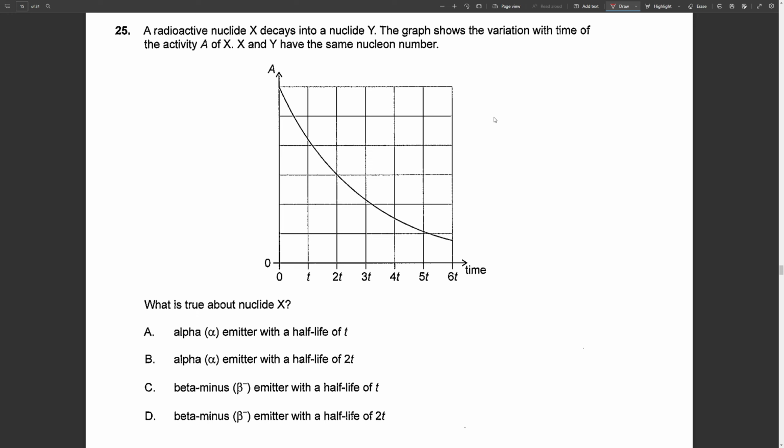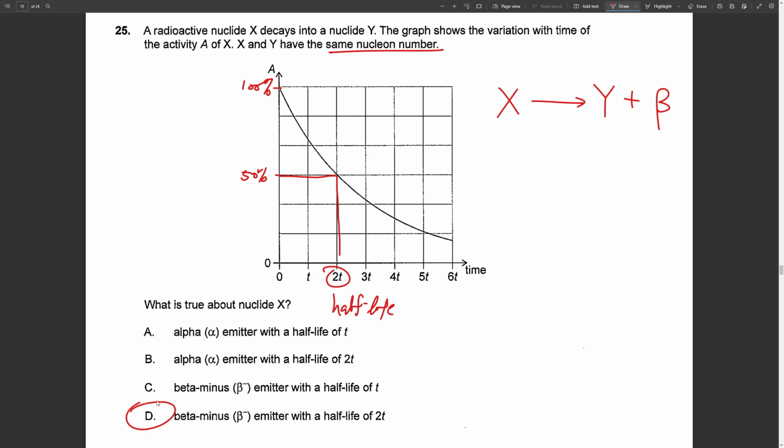In question 25, we have a radioactive nuclide X that decays into Y. It suggests that they share the same nucleon number, which means it must be a beta decay. It could be beta plus or beta minus, we don't know, but it must be something to do with beta decay. Next, we can see that the radioactivity drops significantly. It was 100% at first, then it will be 50% after 2T. Therefore, 2T is the half-life. So the answer is D.